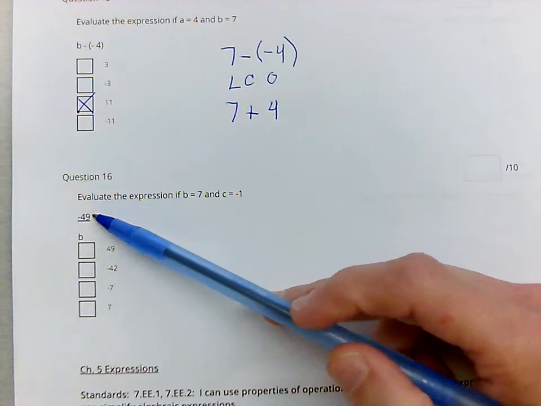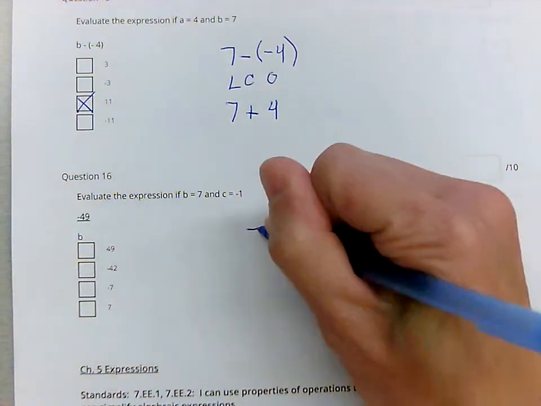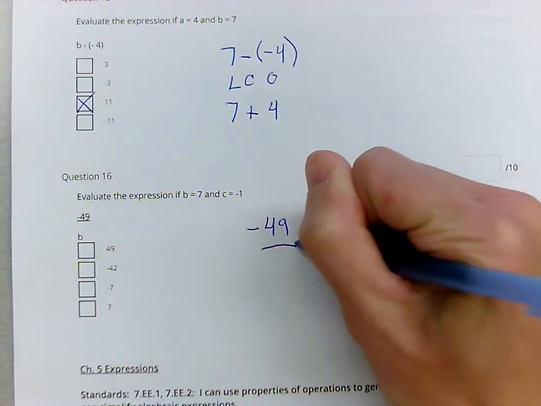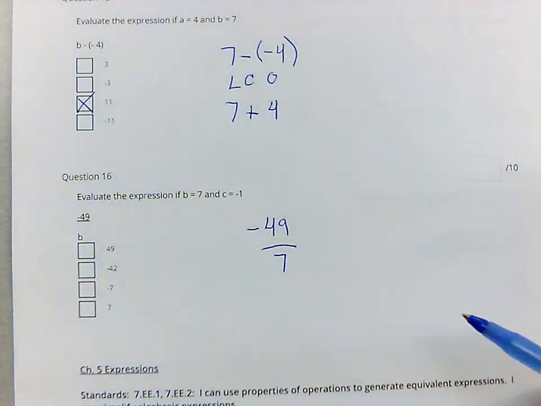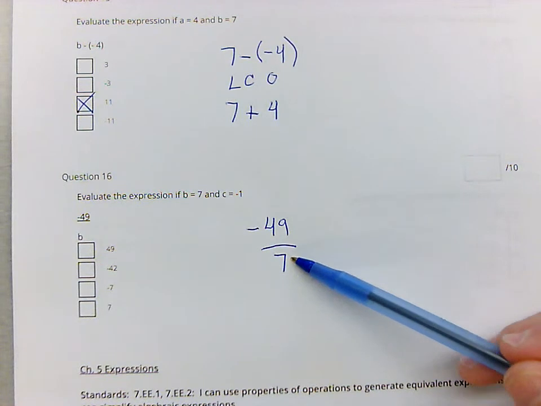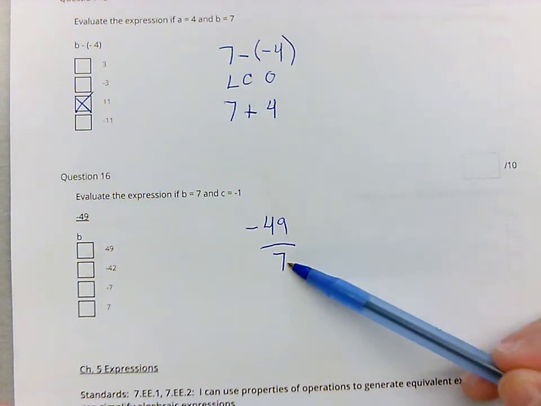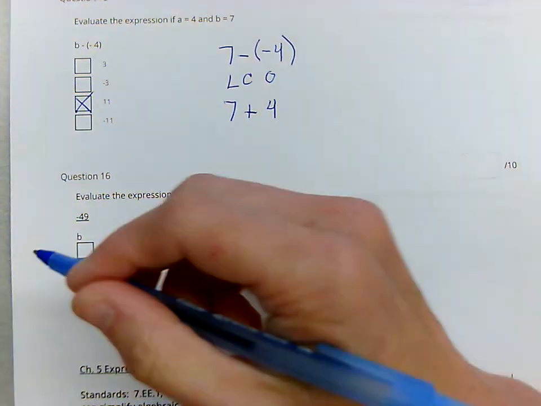Number 16, you're going to evaluate again. Evaluate the expression -49 divided by B. So you're going to substitute in what I give you for B here, which is 7, +7. And so you're dividing integers here, one negative, one positive. Your answer is -7.